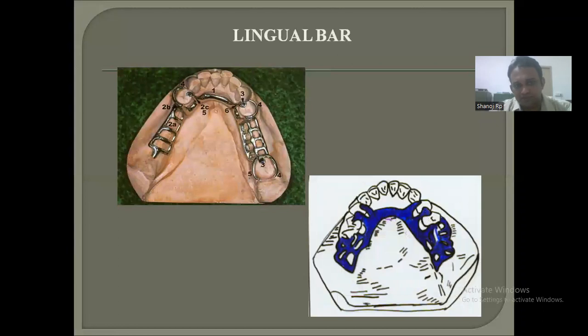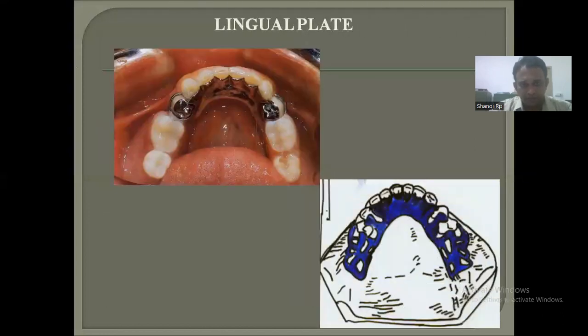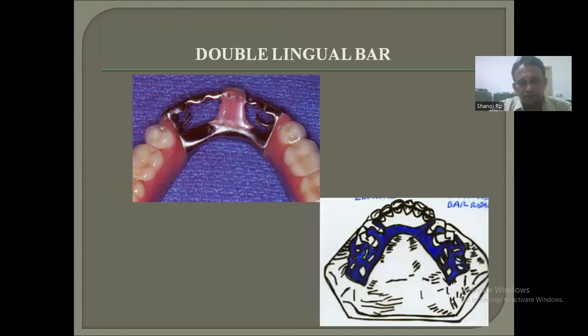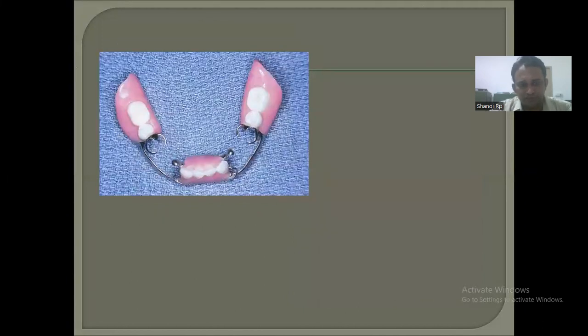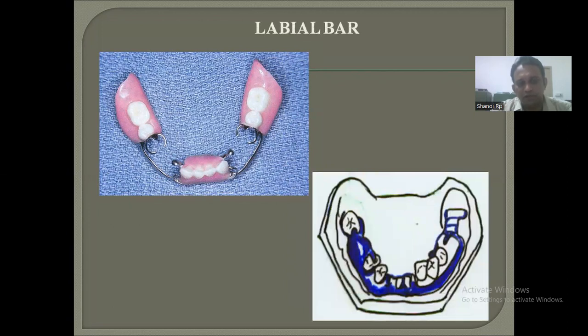So here are the examples or pictures representing the various types of mandibular major connectors. One is the lingual bar, the sublingual bar, which is beneath the lingual bar. You have the lingual plate, which covers the cingulum. Then you have the double lingual bar. Cingulum bar or the continuous bar is almost the same. And then you have the labial bar, where you have the bar on the labial surface.